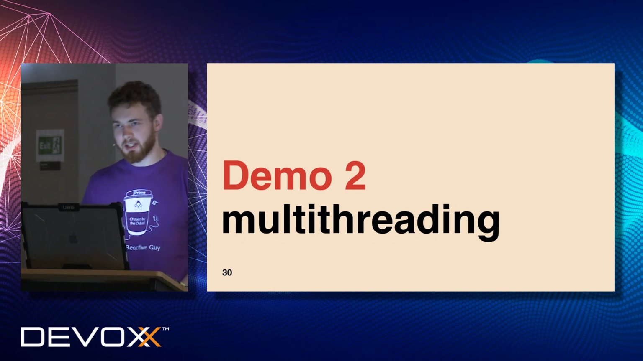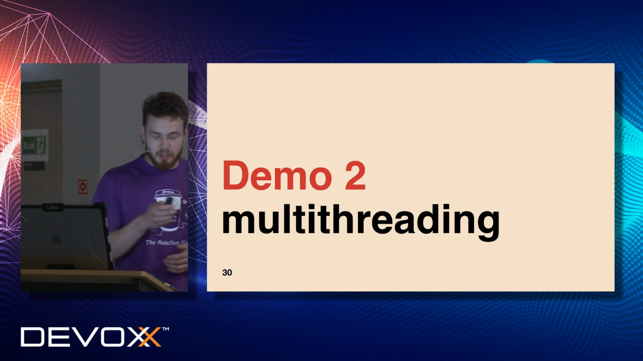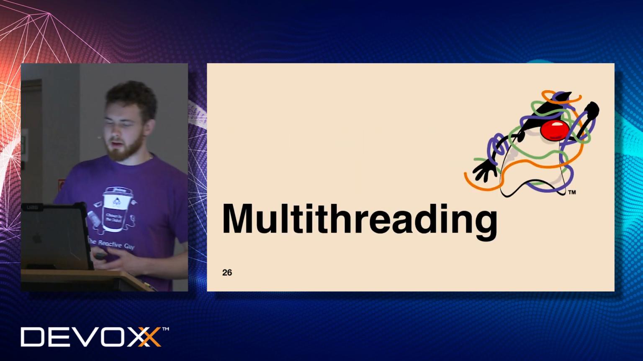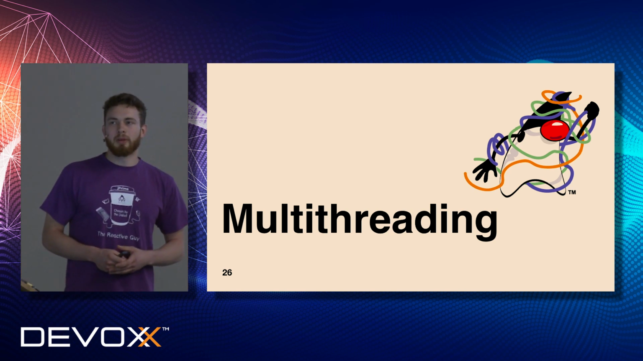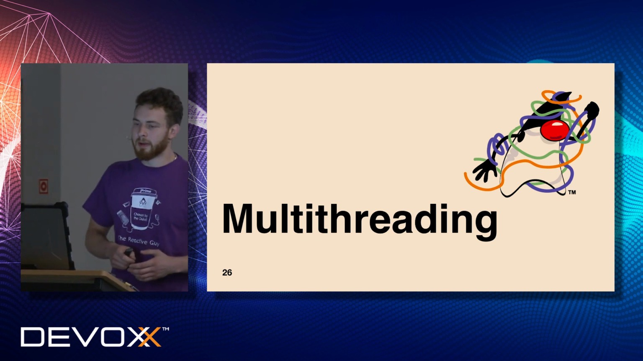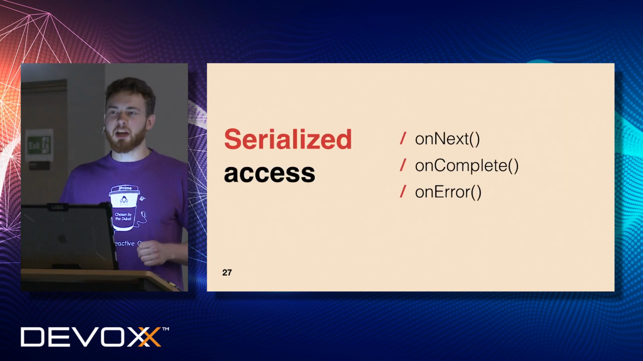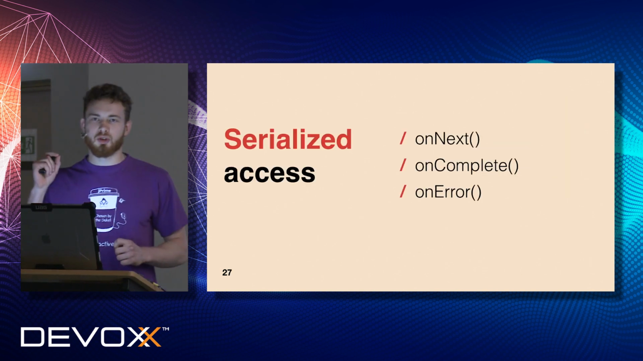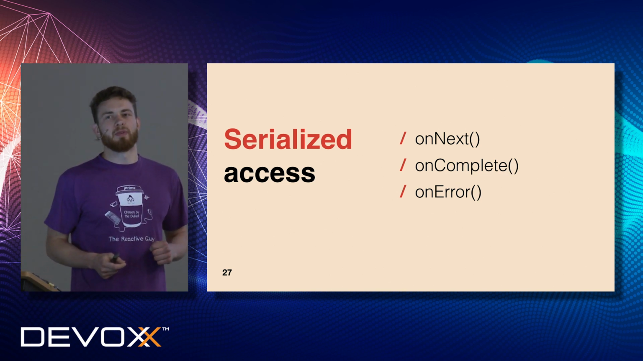All right, so let's start the second part, not the demo, but the second part related to multi-threading. And now let's talk a little bit about how that relates to multi-threading. First of all, the specification says that there should be particular concurrency guarantees.